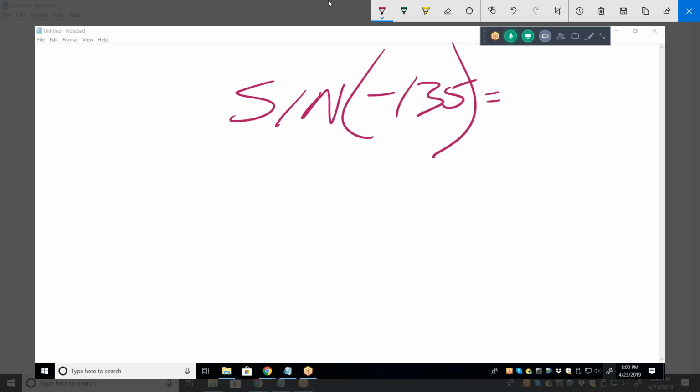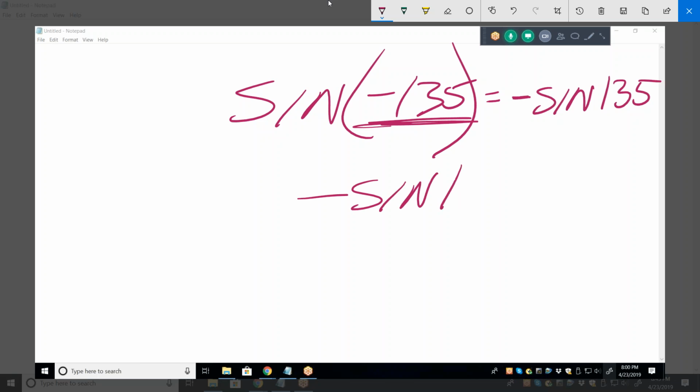So using that odd even property, what is that? 165. No. The sine of negative x, sorry, is equal to what? 225. No, it's the negative sine of 135. Okay. In other words, this is negative x. What I'm saying is it's equal to negative sine of x. Now, figuring out this is much easier. Still have to go through the normal process.